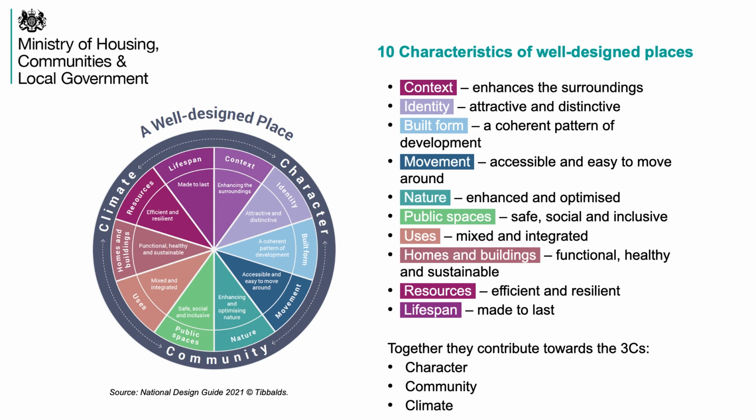And the diagram really encapsulates our approach. A well-designed place has individual characteristics. They may be ordered in different ways by different users or to suit different situations. They aren't intended to be considered in isolation, but integrated together. And together, they contribute to 3 overarching objectives, which we've called the 3 Cs. They create its physical character, they nurture and sustain a sense of community, and they work to positively address environmental issues affecting the climate.